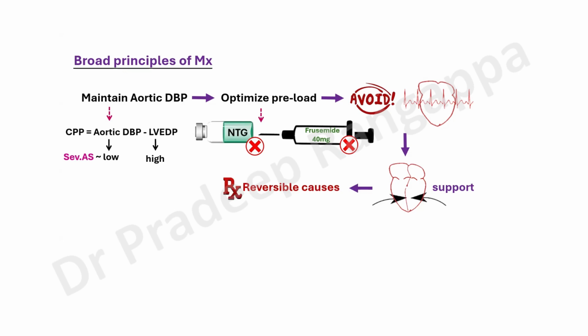Most important, treat the reversible causes. Our patient had AF with fast ventricular rate, so we had to correct it very aggressively. And if there is an underlying sepsis or a bacterial infection, one has to treat that, and one has to treat any other hypovolemia due to GI bleed, and so on and so forth. So treating reversible causes is also terribly important to improve the outcome and optimize the hemodynamic status in patients with severe AS.